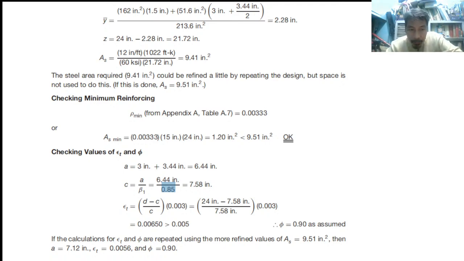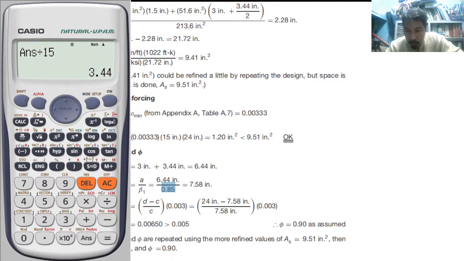If FC prime is 4,000, the value is 0.85. So I will show you the computation. That is not correct. That is an error. I am computing beta 1. Beta 1 is equal to 0.85 minus, this is for English unit, 0.05. You have to memorize this actually, because it is required in the board exam.